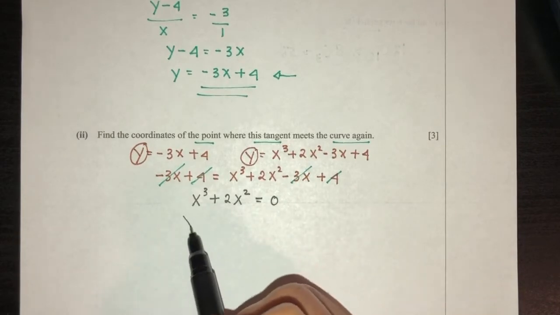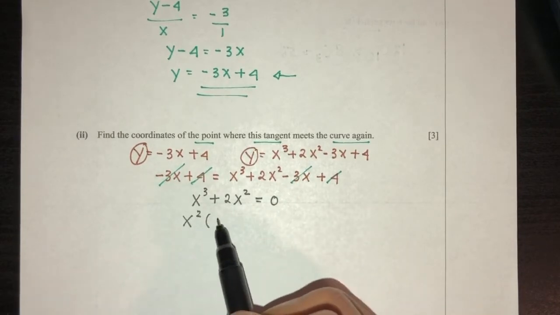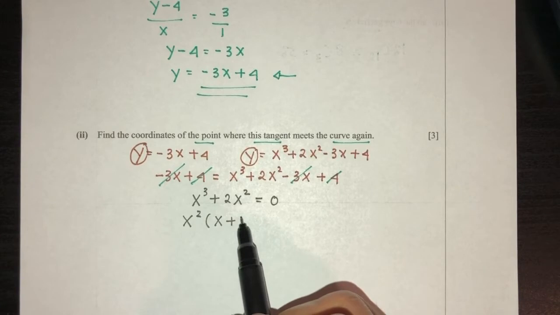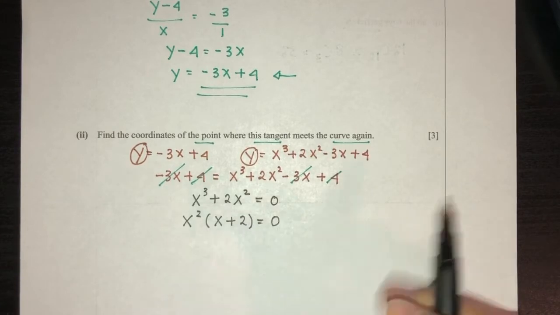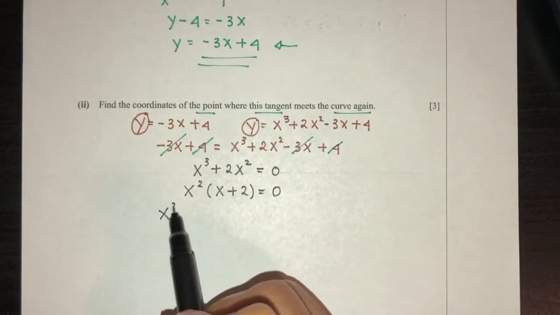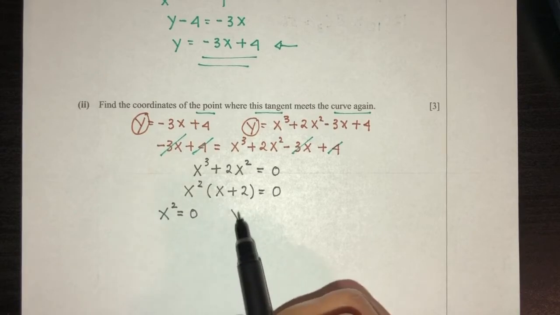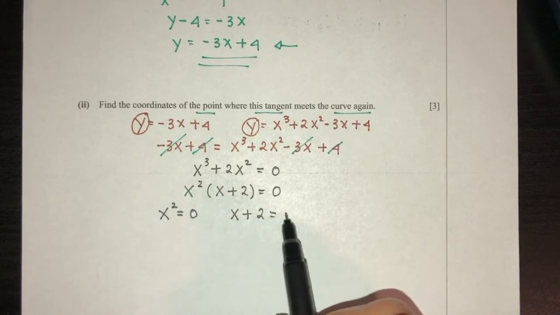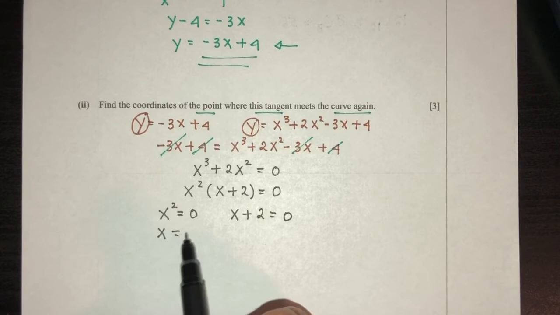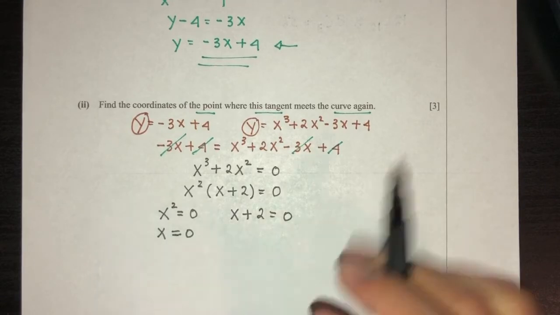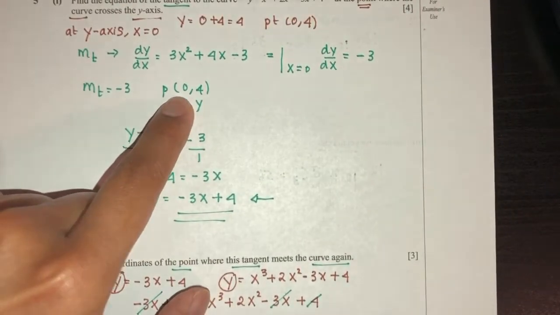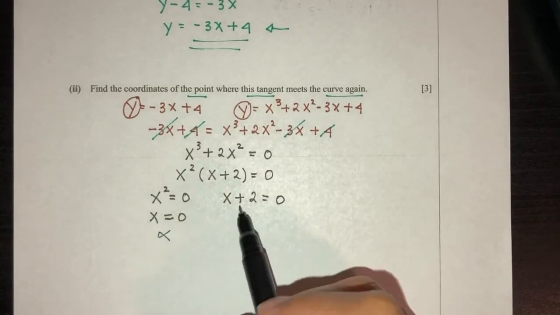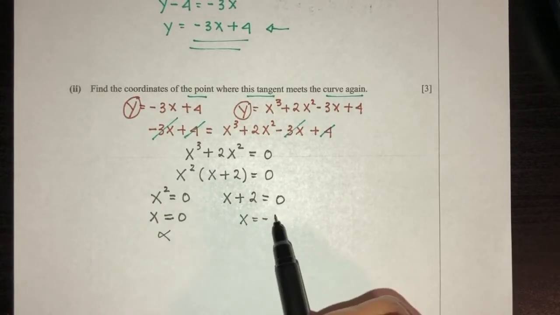Now you can take out x squared. You will have x squared times x plus 2 is equal to 0. Now x squared is equal to 0, or x plus 2 is equal to 0. x is 0 we have already, because here we have the point where x is 0, so we don't need this one, but we need this one. x is equal to minus 2.